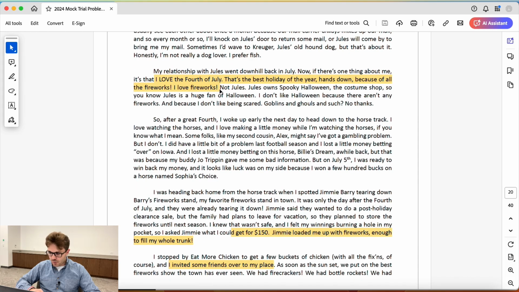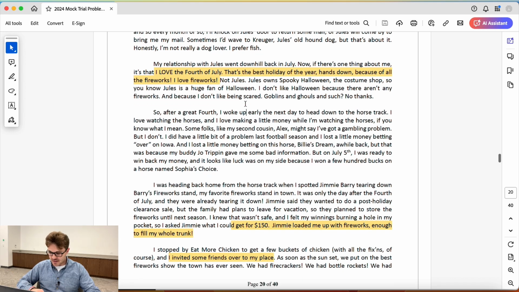So first of all, I love 4th of July. That's the best holiday of the year, hands down, because of all the fireworks. I love fireworks. Weird that someone is that obsessed with fireworks. I'll leave that up to you to decide. But this is something that the witness can easily smile about, talking about, man, I love 4th of July. I love fireworks. You can just see that smile coming from a potential witness talking about this.